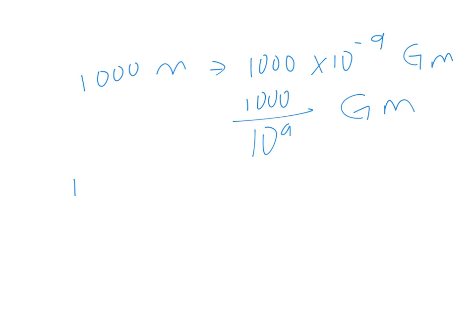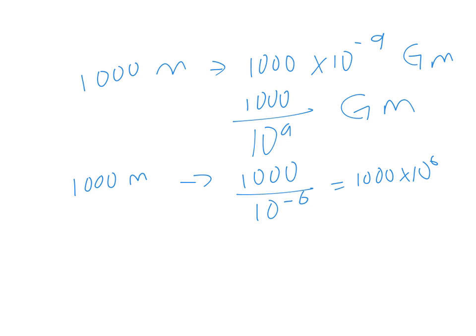Another example, if 1,000 meters want to change to micro. Micro is smaller or bigger? Smaller. So you can also do the same thing, 1,000 divide by 10 to the power of negative 6. So it becomes 1,000 times 10 to the power 6 micrometer. So the technique, the shortest way to do it, is just divide by the prefix. You want to change from meter to giga, then you just divide by 10 to the power 9. You change from meter to micro, you also divide by 10 to the power negative 6.